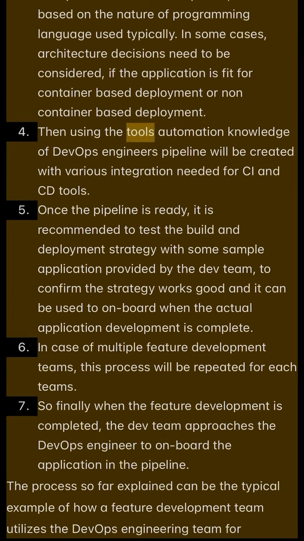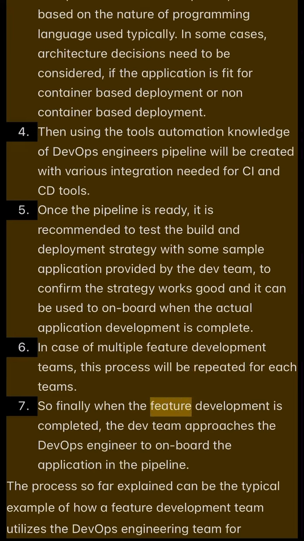Then, using the tools automation knowledge of DevOps engineers, the pipeline will be created with the various integrations needed for CI and CD tools. Once the pipeline is ready, it is recommended to test the build and deployment strategy with some sample application provided by the dev team, to confirm the strategy works well and can be used to onboard when the actual application development is complete. In case of multiple feature development teams, this process will be repeated for each team.